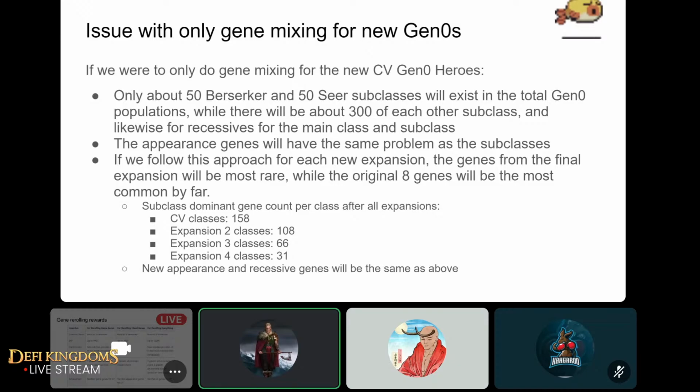Gen Zeros will come after the patch. As soon as the patch goes live, we'll be running a script to do all the airdrops.